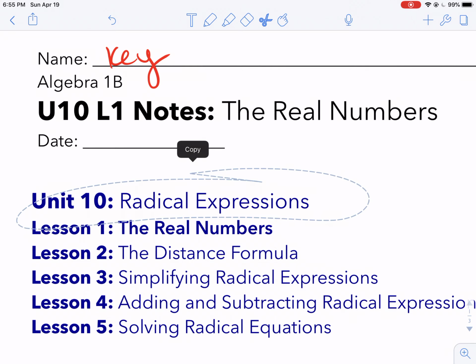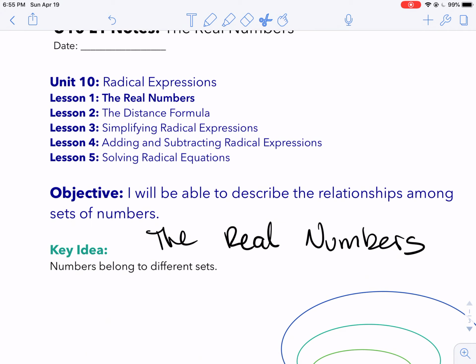Before we can learn about radical expressions, we first need to talk about what radicals are, and in doing so, we'll take a look at all of the real numbers. By the end of the day, you'll be able to describe the relationships among sets of numbers.